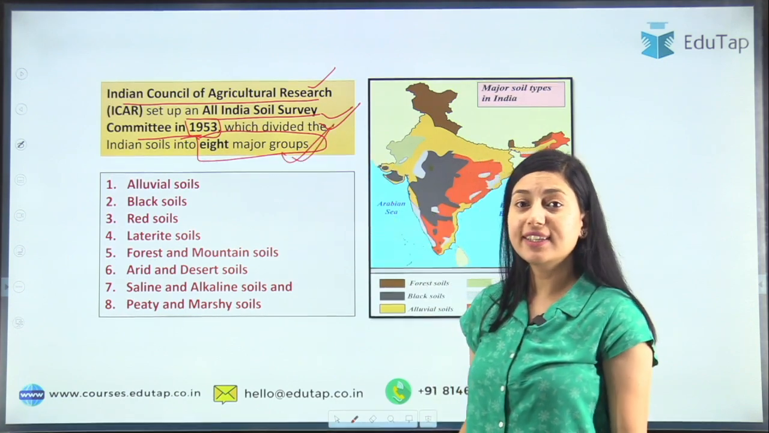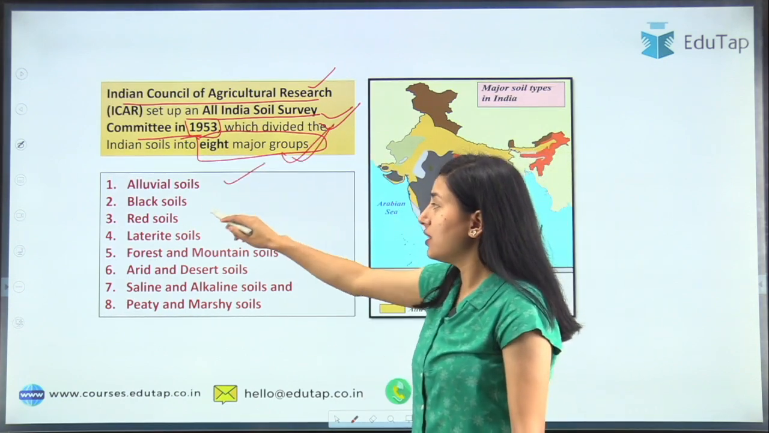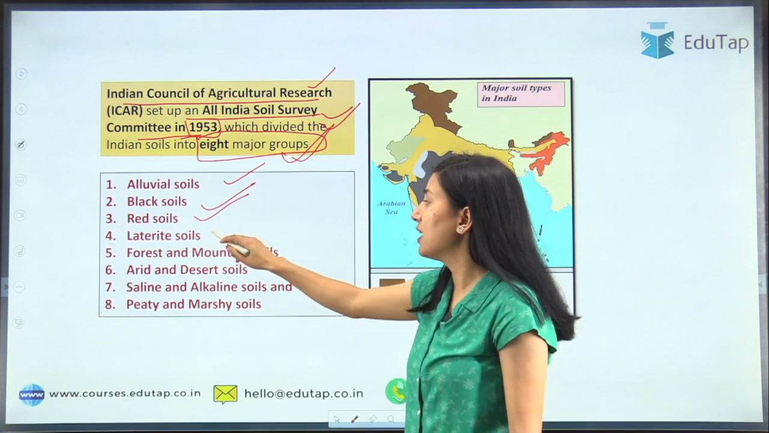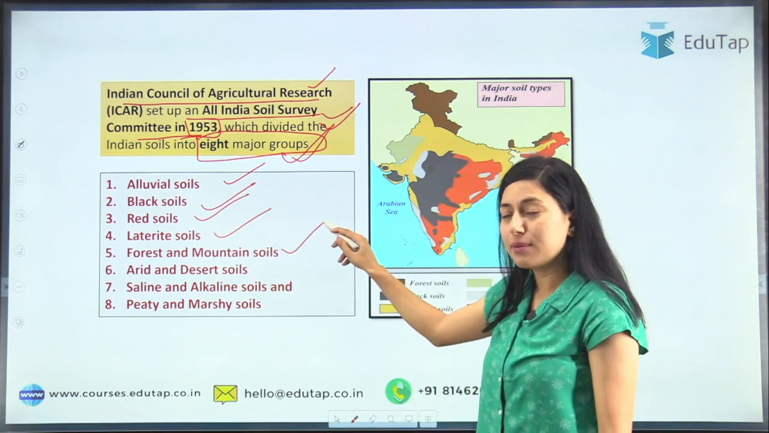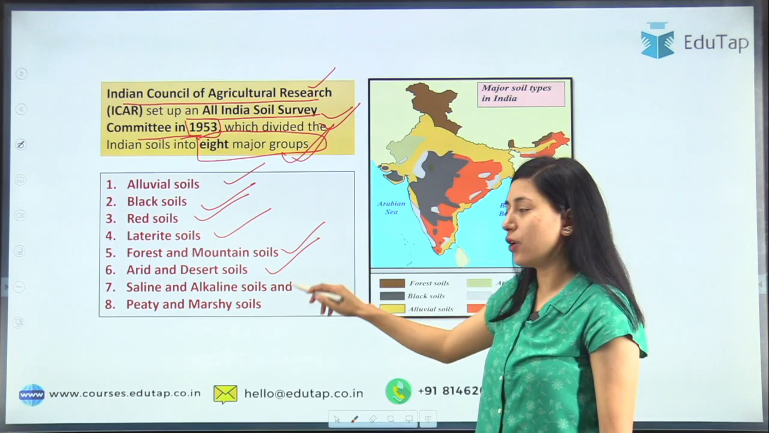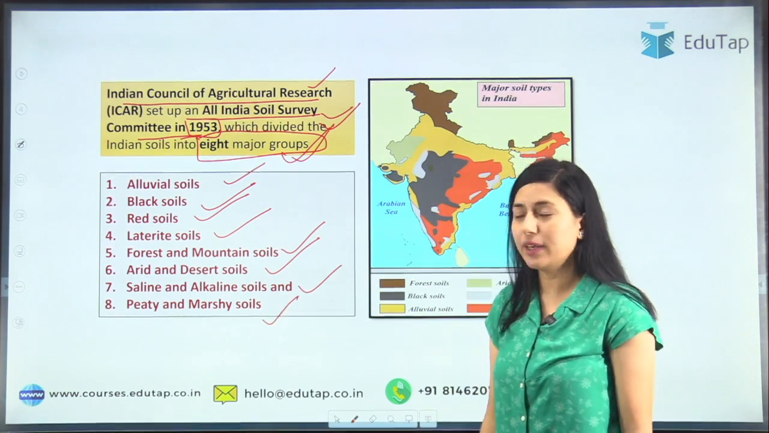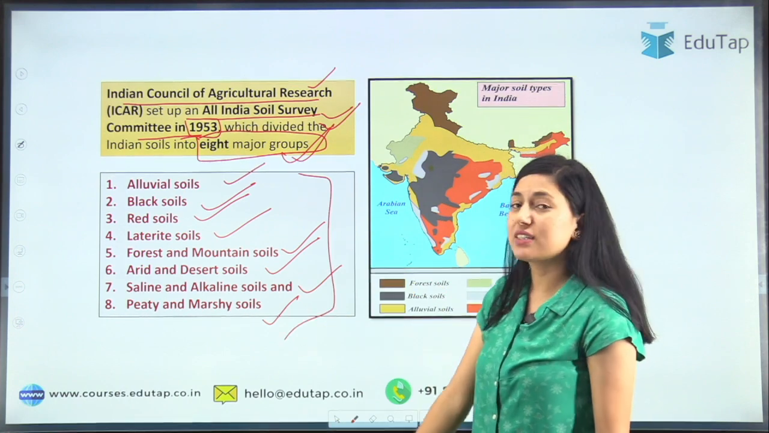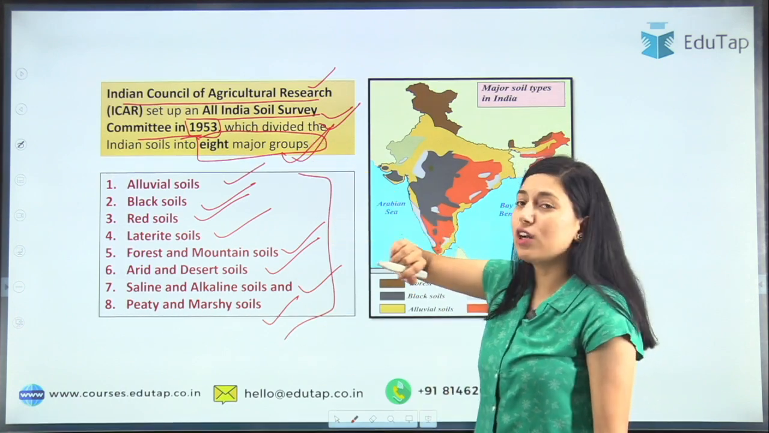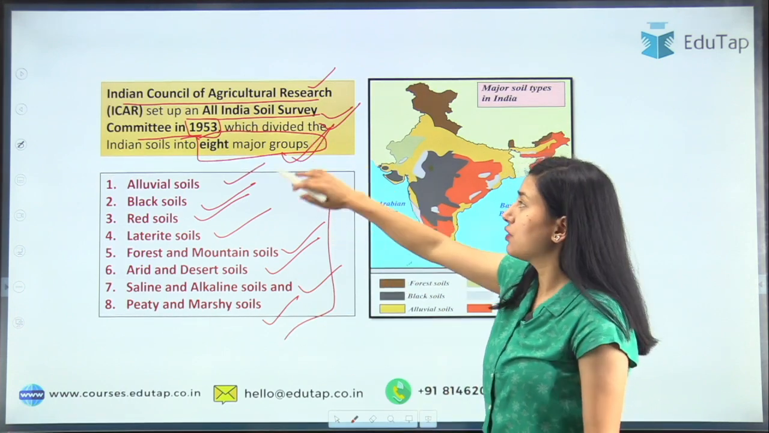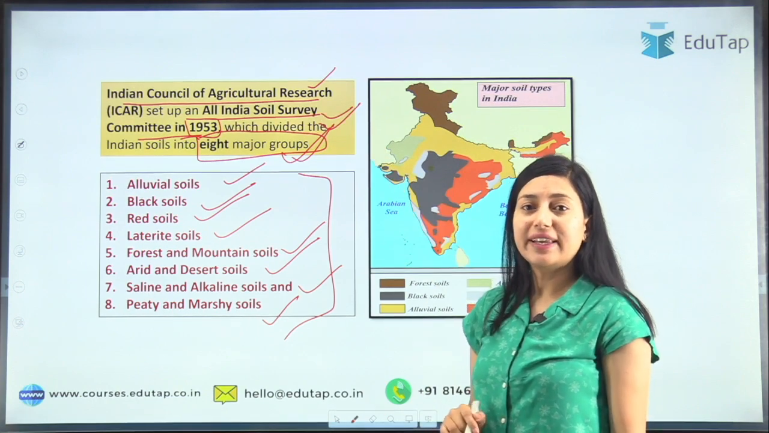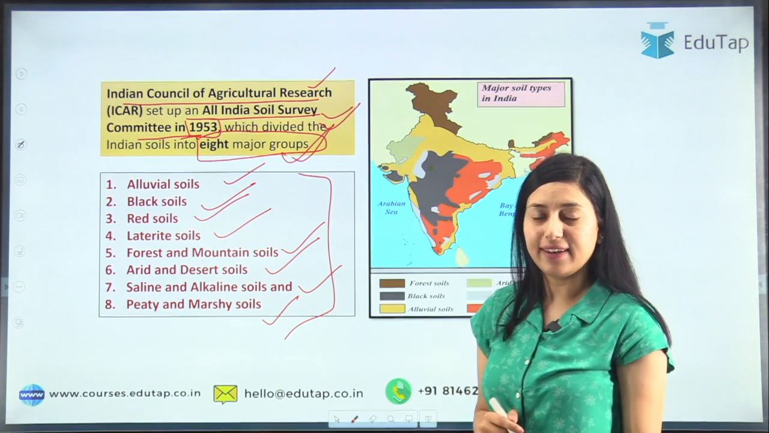And what are they? They are alluvial soil, black soils, red soils, laterite soil, forest and mountain soils, arid and desert soils, then saline and alkaline soils, and peaty and marshy soils. So these were the 8 groups given by the All India Soil Survey Committee in 1953, which was set up by the Indian Council of Agricultural Research, that is ICAR.